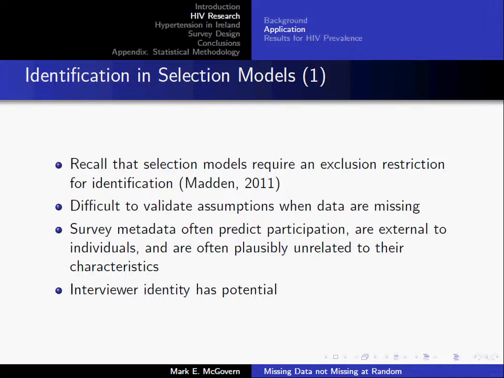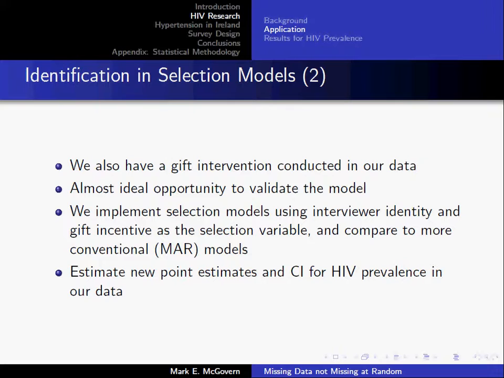Still not perfect. The nice thing about this data set is that we've got a second selection variable. In this particular year, in 2010, it was a gift intervention. So this is almost an ideal opportunity to validate the model. I say almost ideal because I'll explain how we're trying to improve on this at the end. The idea here is that we've got two different selection variables, both of which are likely imperfect, but we can implement selection models using both, compare the results, and we'll also be comparing the results to the more conventional missing at random type approaches. So we'll have new point estimates from these selection models, and we'll also have new confidence intervals.